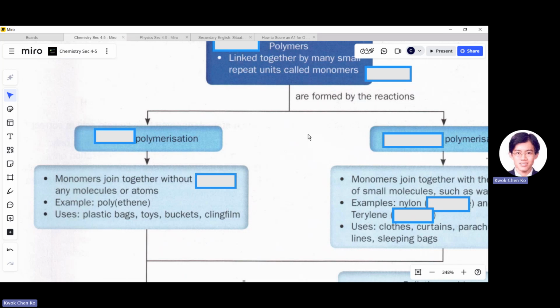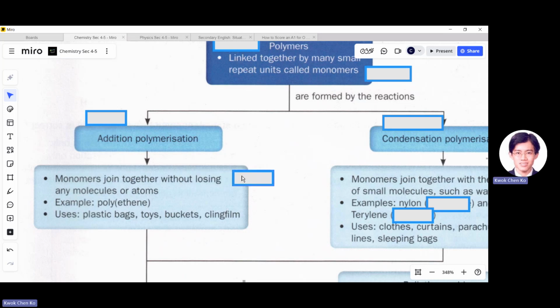All right, Dylan, what are the two types of polymerization? Addition, good, and condensation. Next one, Arena. Under addition, without producing any molecules or atoms. Okay. Not exactly, because they must produce something as a product, but they do not lose anything.